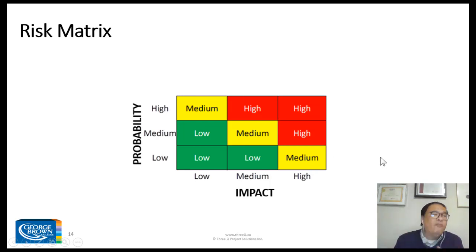Okay, now again, this is oversimplified, but at least you get a sense that if the probability is very high but the impact is very low, then it's a medium. So nothing really to worry about.